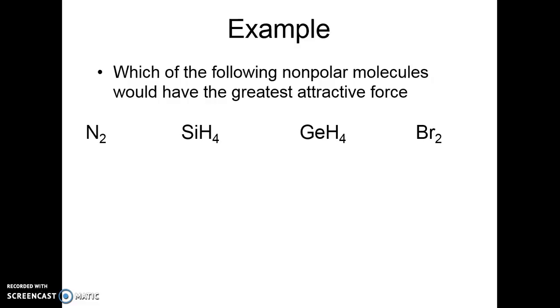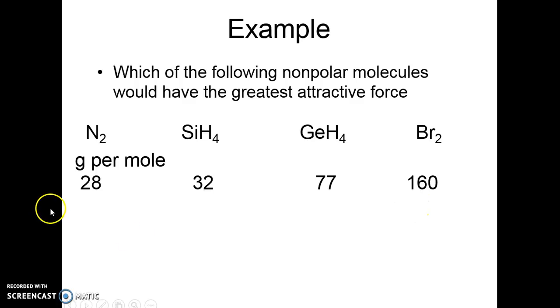London dispersion forces vary based on the molar mass, the mass of the molecules. So let's go ahead and look at the molar mass. For nitrogen, there's 28 grams per mole. For this silicon molecule, there are 32 grams per mole, 77 for this germanium molecule, and for bromine, 160. Because London dispersion forces are directly proportional to the molar mass, bromine will have the greatest attractive force and nitrogen will have the smallest one.